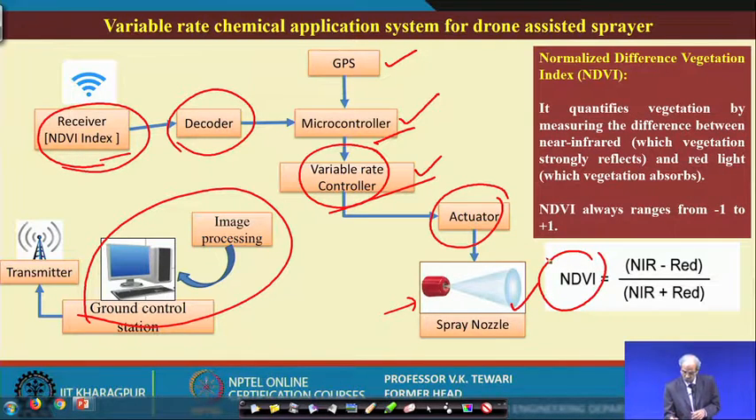Therefore, this is the quantification of vegetation by measuring the difference between the near infrared and the red light, that means NIR, near infrared, and red light. This difference upon NIR plus red, this is the way we define it. That means this NDVI will always vary between -1 and +1. So, these values are known. Now, once these values are known, you are in a position to code or decode through the microcontroller and talk to the spray nozzle as to what is to be done and how much is to be given. Accordingly, you can maintain the variable rate, or you can decide the rate, change the rate, etc.